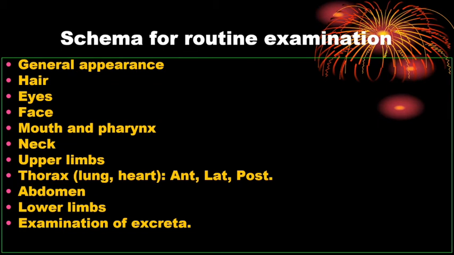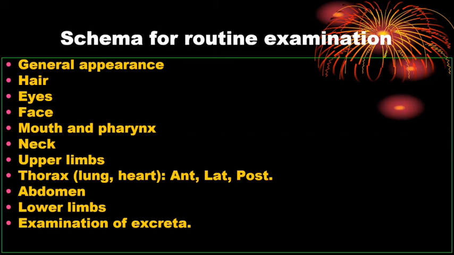Examination of excreta includes examining the urine. Sometimes inspection of the urine may have an impact on the path of certain diseases. Red color urine may be due to hematuria. Red-brown may be due to hemoglobinuria. So this may give you an idea about the patient's complaint. It could be due to urinary tract disease, or it could be due to blood disorders.